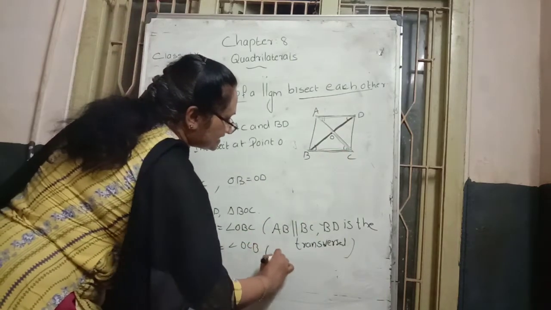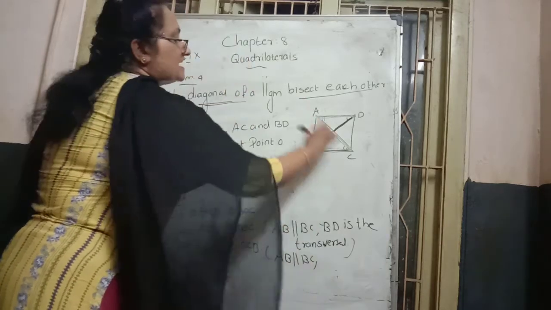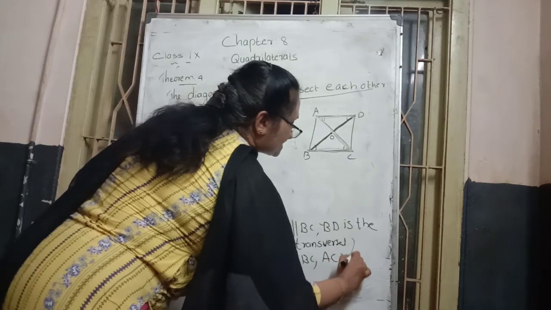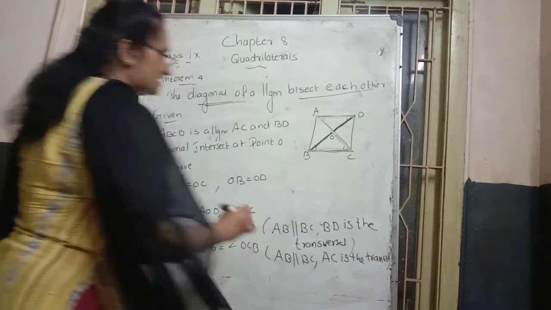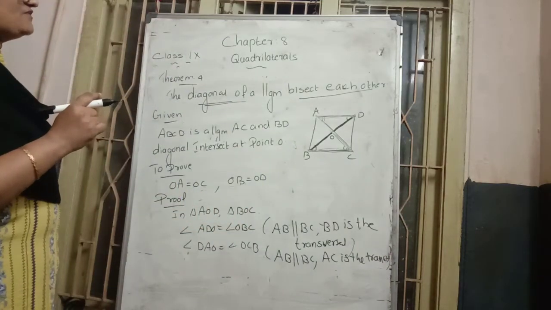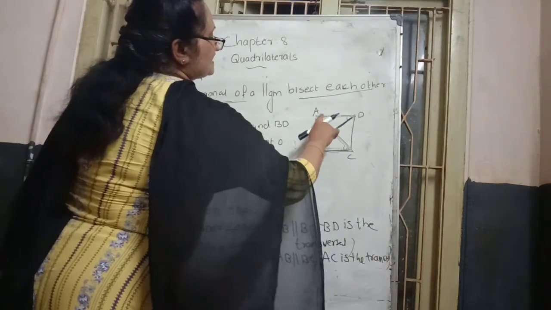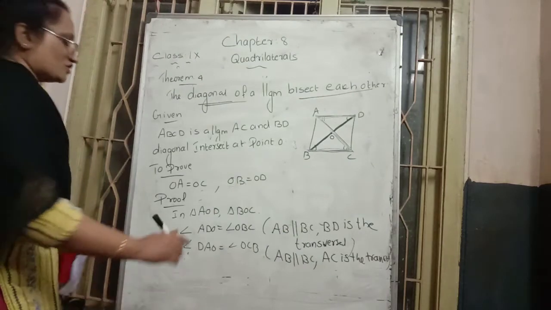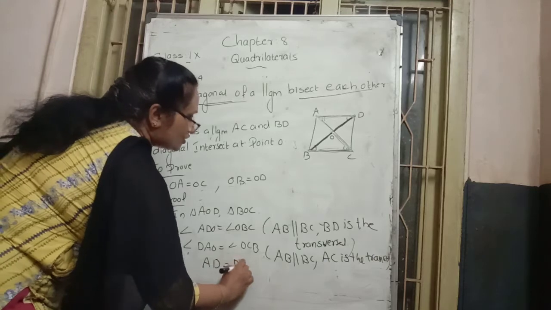What is the reason? There also AB side is parallel to BC side. The transversal line is AC, and they make an alternate interior angle. Three cases completed. One more thing, we can say AD side and BC side also become equal.